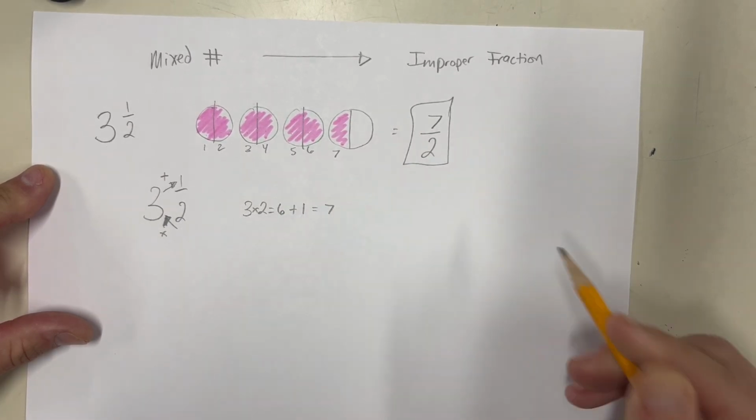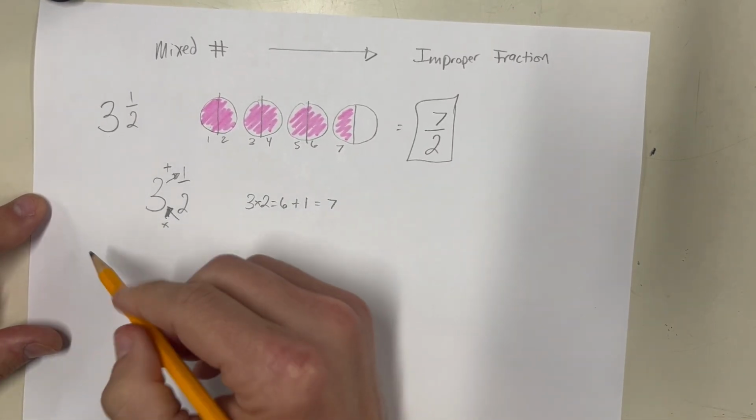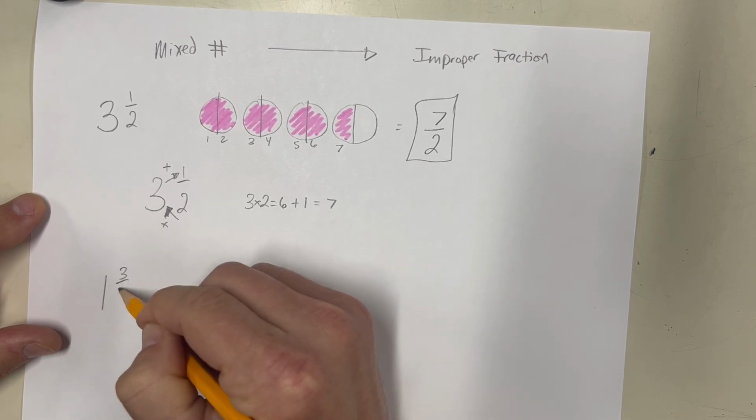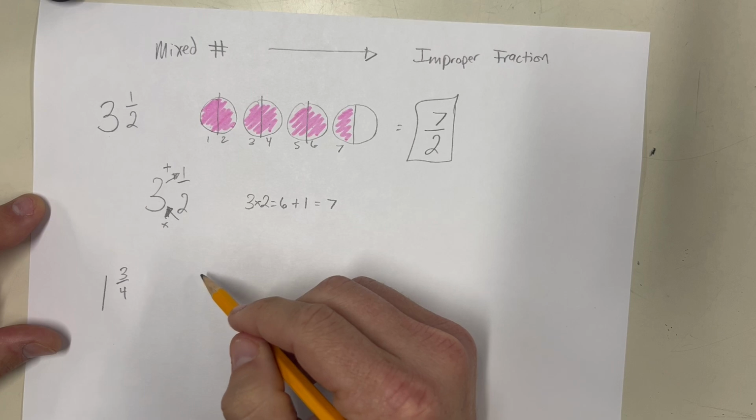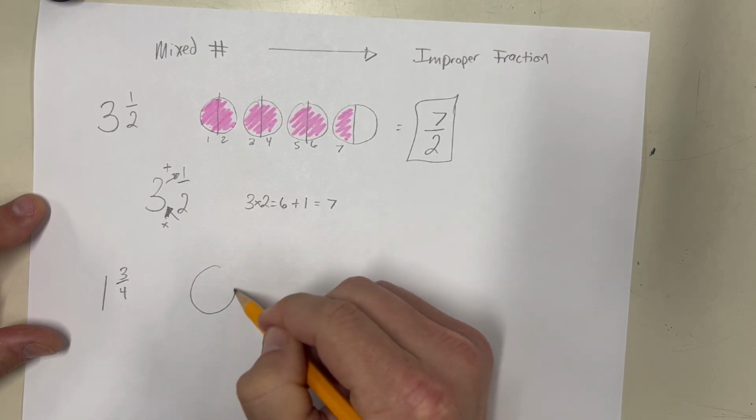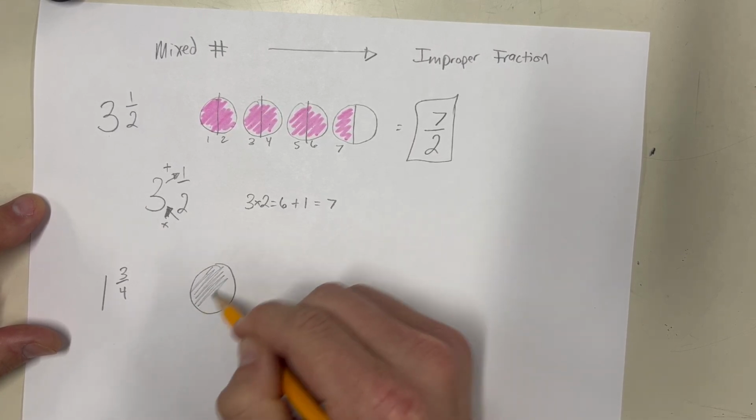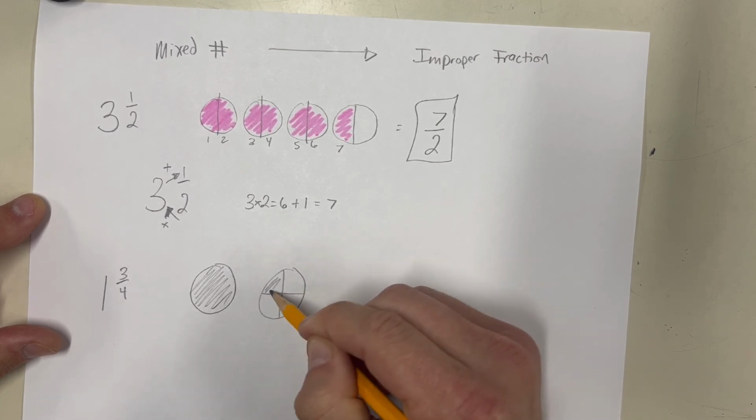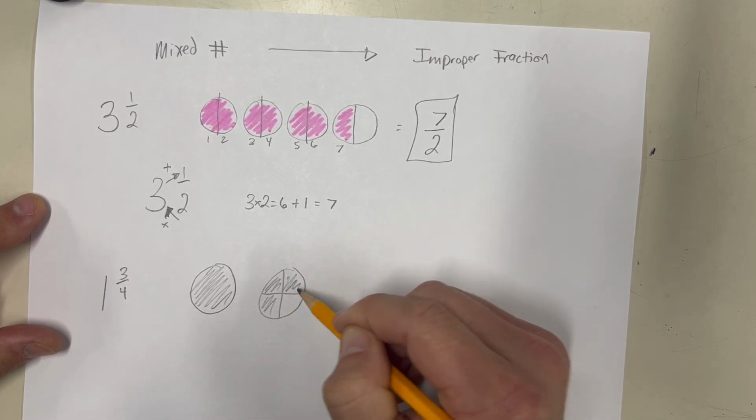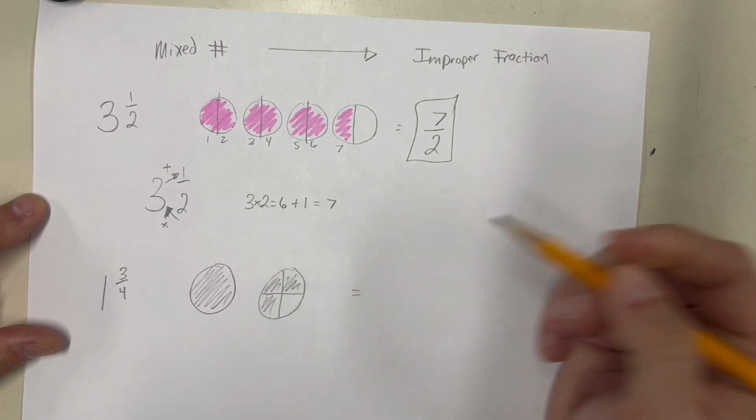If we tried one more example, let's say 1 3/4, and I wanted to figure out essentially how many fourths do I have. Let's start by drawing what we do have right now. Right now we have a whole and 3/4 of a whole. And I want to see what that looks like in fourths.